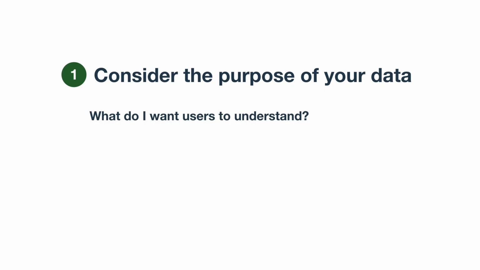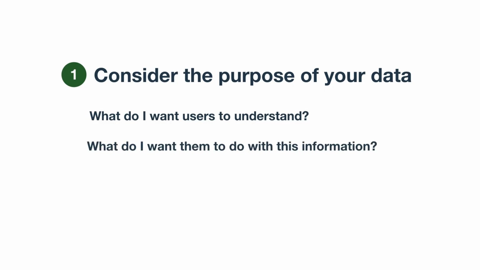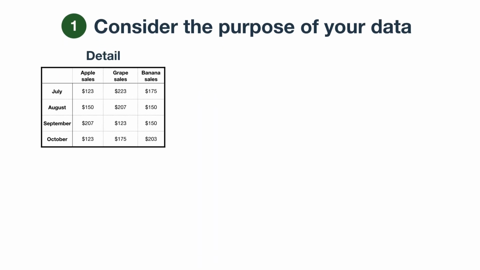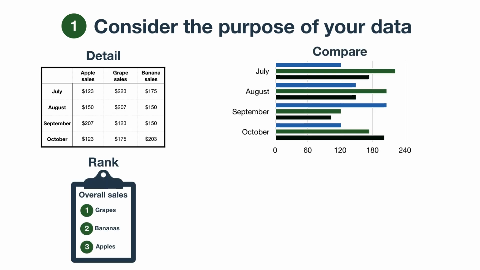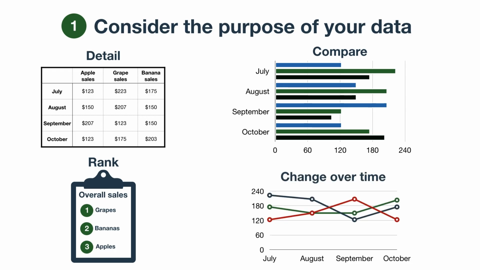Ask yourself, what do I want users to understand, and what do I want them to do with this information? This helps you know which format to use for your data. For example, if you want to show detail, use a table. If you want to show comparisons of those details, use a graph. If you want to rank items, a list will work. If you want to demonstrate how those items have changed over time, a line graph might work better.